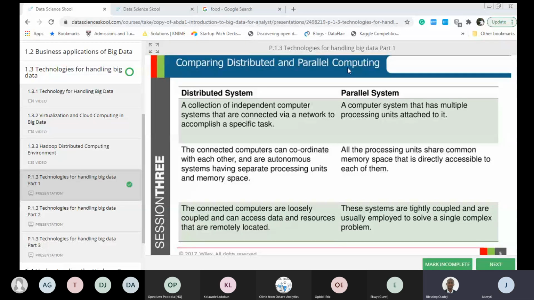For me, I think each one has its pros and cons. One that is very glaring is for the distributed system. Even if a system shuts down or packs up, the process can continue running. But I'm not sure about the parallel system. Let's say a processor goes bad. Will the process continue running?